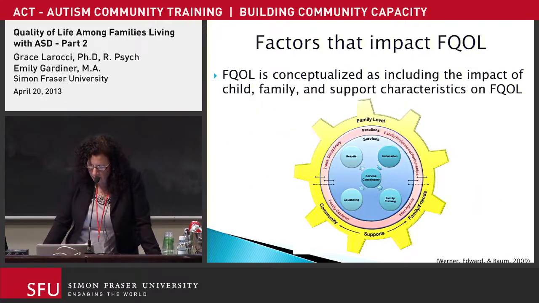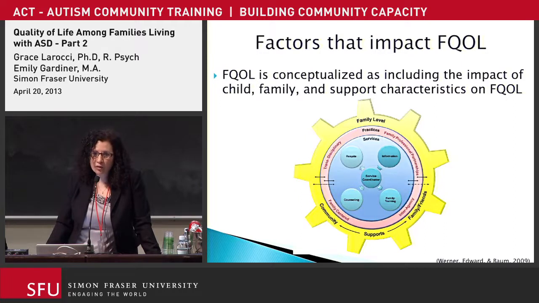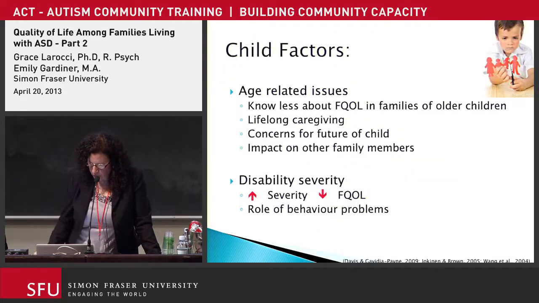So the types of factors that impact family quality of life are, again, tapping different areas: child characteristics, family characteristics, and the support that families get from the services they're provided. So it taps into a whole range of issues. Some of the child factors are age-related issues. There's, of course, lifelong caregiving, concerns for the future of the child, the impact on other family members, and disability severity, of course, affects families' quality of life. So the more severe a child's disability, the more impact it has on the family's quality of life.